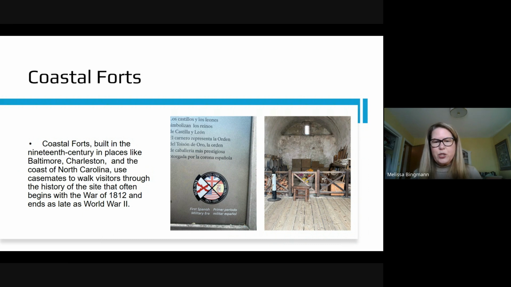Now, one of the ways they do this is they have these casemates, and basically a casemate is just a small room inside a fort. They may have been used for sleeping, for dining, for storing powder kegs, whatever. But because there are so many of them, they use them as either kind of set up like a period room, like you see at Fort Augustine.